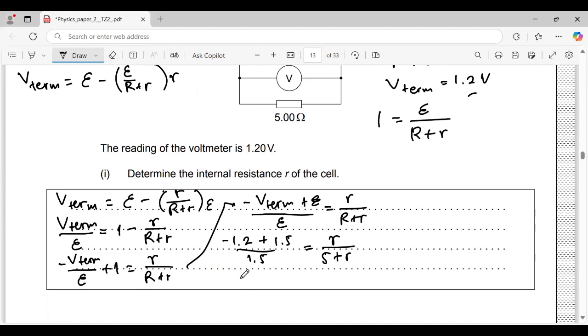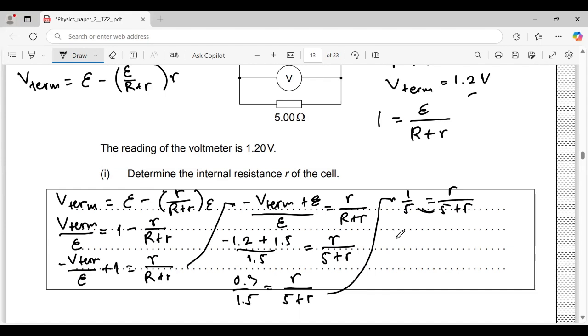This is 0.3 over 1.5 equal R over 5 plus R. So it means this is 0.3 over 1.5, which is 1 over 5, equal R over 5 plus R.